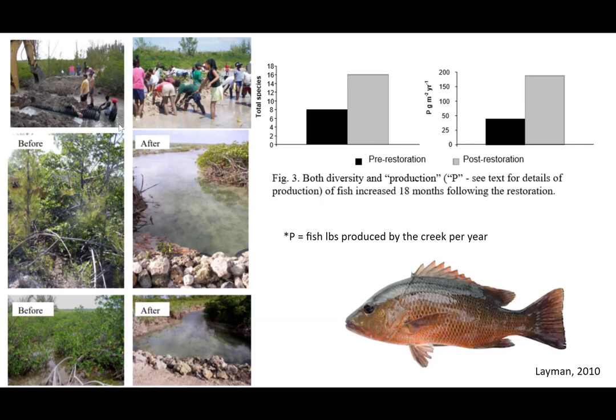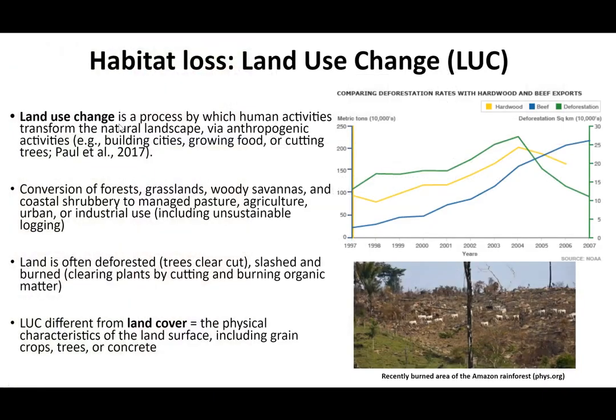Pretty cool. So the other part about habitat change is what we call LUC, or land use change. Now, land use change is pretty straightforward. It's changing a natural habitat into something anthropogenic. You might ask what that might be. It's building a city, building a town, growing food, or simply cutting a tree down to harvest it for timber. That's what land use change refers to. And it's not just forests, right? It's everything. It's grasslands, it's savannas, it's shrubs, it's everything.